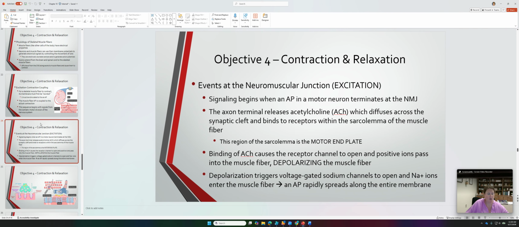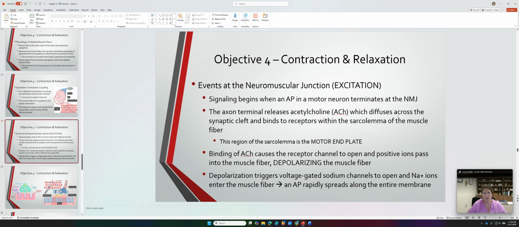And so slide 34 is the one that covers the excitation phase. So first, we have to get the muscle excited before it can contract. And so this is going to overlap a lot with what we did in chapter 12. So you can see that the action potential reaches the synapse, or the neuromuscular junction. It's going to release a neurotransmitter. In this case, it's a specific neurotransmitter called acetylcholine.